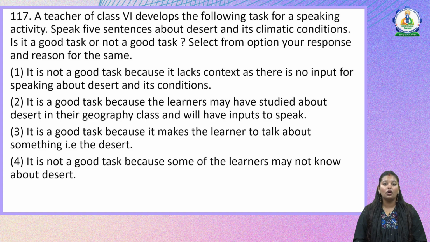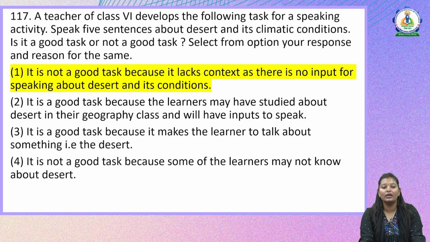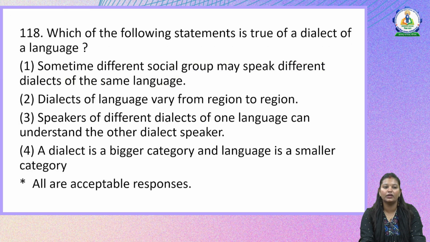When you look at all of these 4 options, we realize that it is not a good task because there is no input given by the teacher. So how do we ask the student to perform a task based on the speaking skill? The right option here would be option 1, it is not a good task because it lacks context as there is no input for speaking about desert and its conditions. Moving on to the next question.